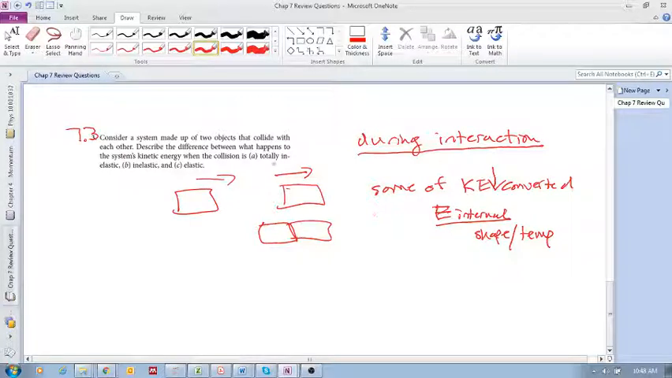Okay? So what do we need to do? We need to see that in all kinds of collisions, whether it's elastic or totally inelastic, whatever, kinetic energy gets converted to internal energy, but the different types of collisions tell us whether the internal energy gets converted back to kinetic energy or not. Okay?